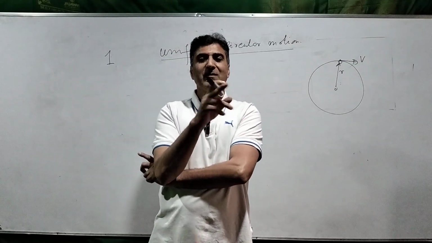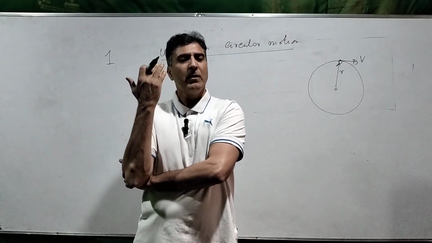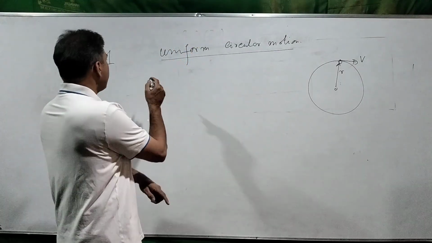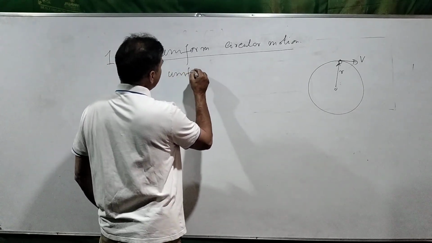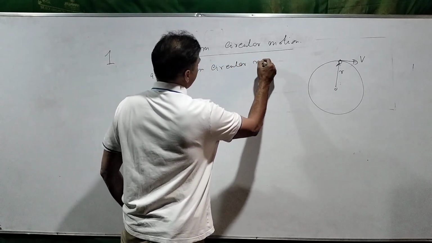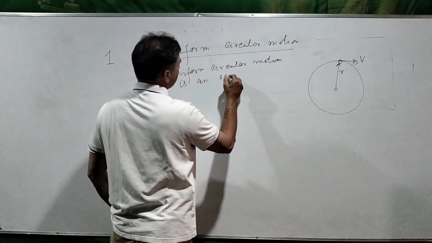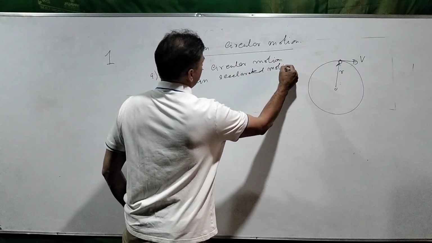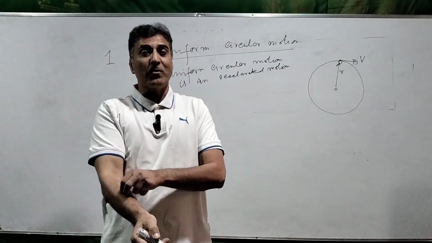Particles moving in circles, if their speed is constant, then we say they are moving in a uniform circular motion. So the first point that I want to tell you is that a uniform circular motion is an accelerated motion. And for acceleration, you always need a force.